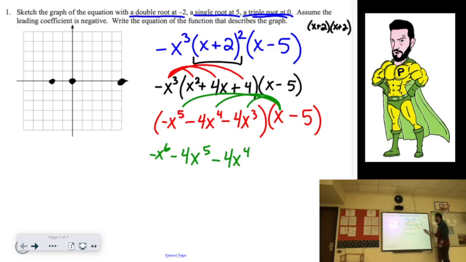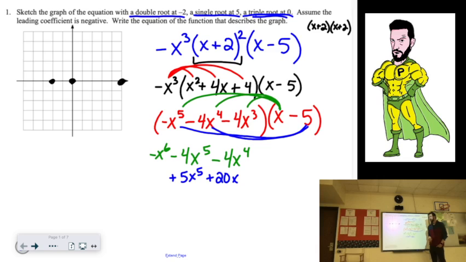Negative 5 times negative x to the 5th. Negative times negative is positive, so that would give us positive 5x to the 5th. Negative 5 times negative 4x to the 4th would be positive 20x to the 4th. And negative 5 times negative 4x to the third would be positive 20x to the third. We'll combine our like terms here.